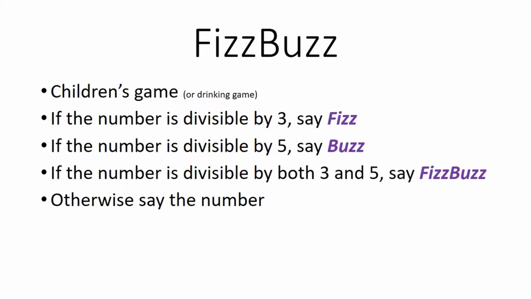For our journey through test-driven development, we'll be using FizzBuzz, which is a children's game, sometimes an adult drinking game, and often an interview question for developers. The rules are pretty simple. If the number is divisible by 3, say fizz. If the number is divisible by 5, say buzz. If the number is divisible by both 3 and 5, say FizzBuzz. Otherwise, say the number. For example, if on my turn it were 4, I would simply say the number. But if it were 5 on my turn, I would say buzz.